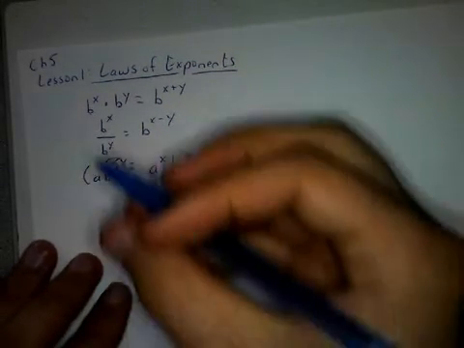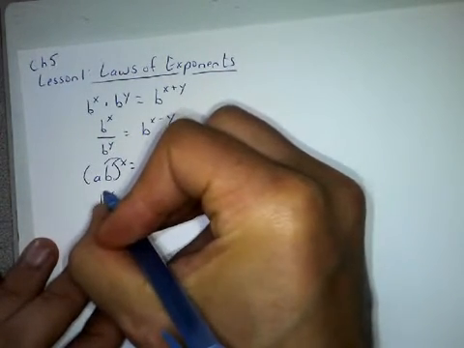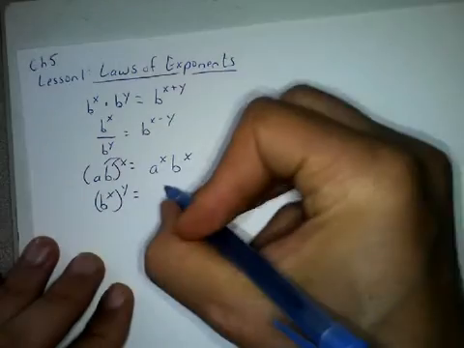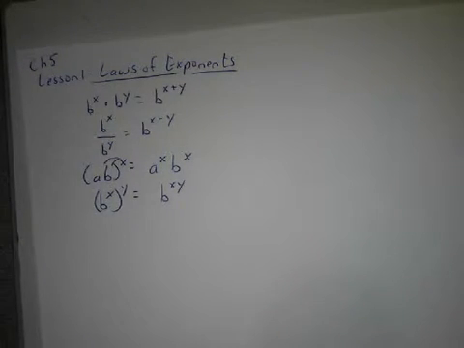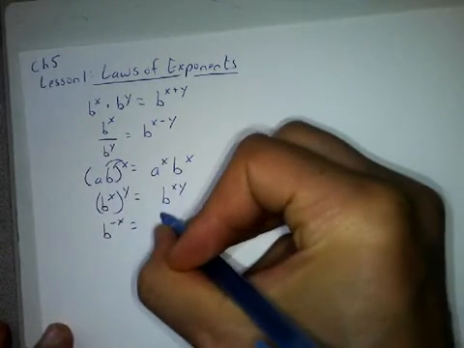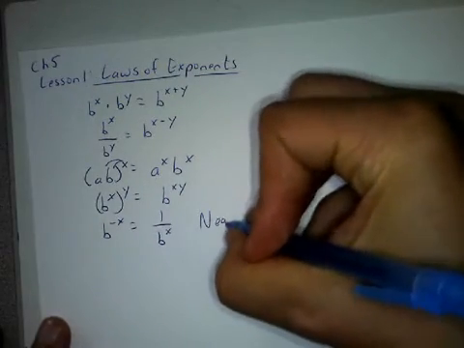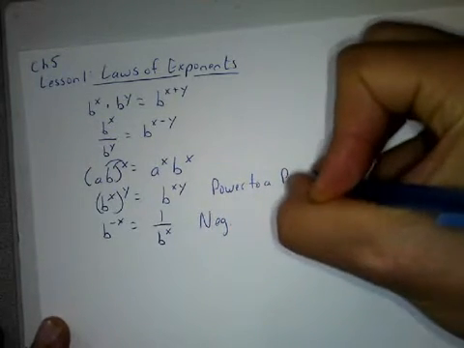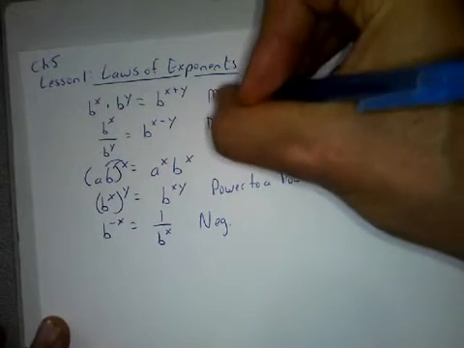And we also have the power to power rule, where if you have some number b to the x power to the y power, we can then get b to the x times y. And lastly, if we have b to the negative x, a negative exponent really just means flip it. So we have the negative exponent property, we have the power to the power, we have dividing same bases, and we have multiplying.